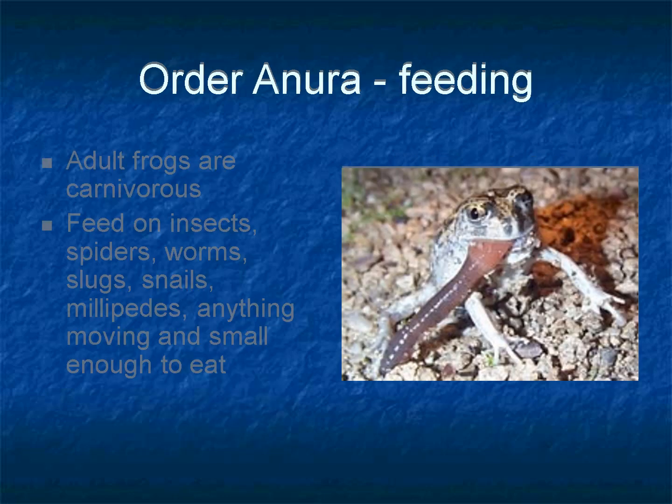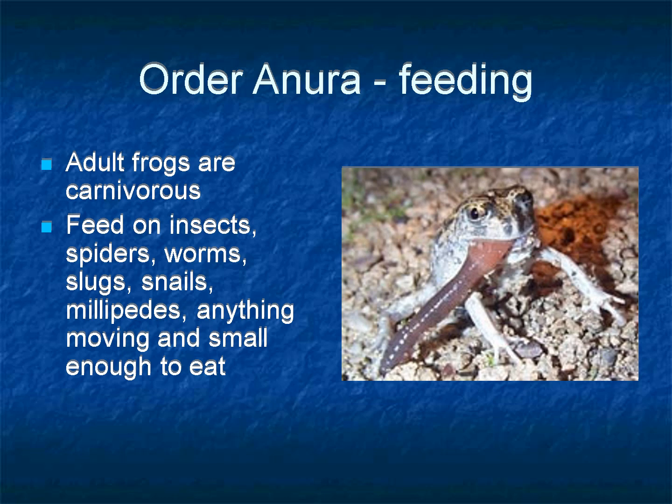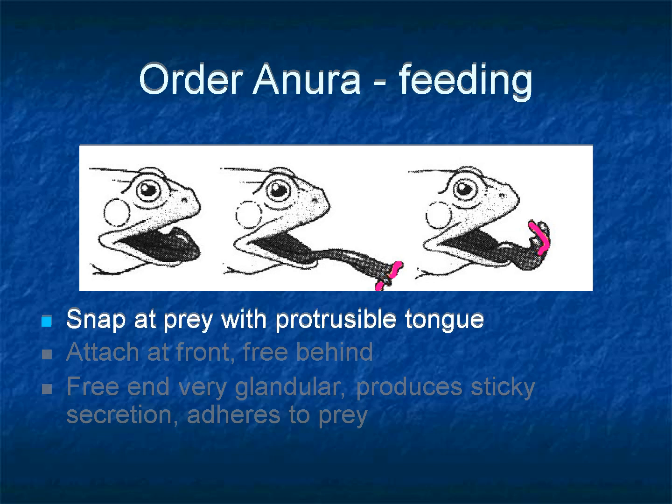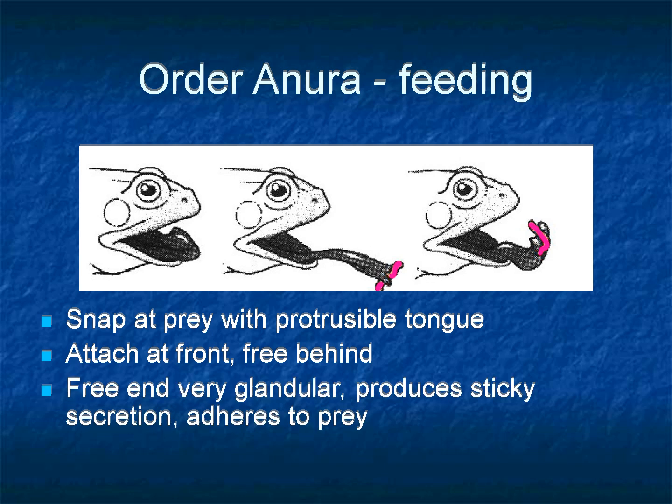In the case of feeding, like most amphibians, adult frogs are carnivorous, and they feed on insects, spiders, worms, millipedes, or anything that is moving or too small to eat. Check this frog, busy eating an earthworm, mostly capturing moving prey. Frogs use a protrusible tongue, which attaches to the prey at the front end, while the posterior end remains free. This posterior end of the tongue is highly glandular and responsible for producing sticky secretions which attach to the prey.